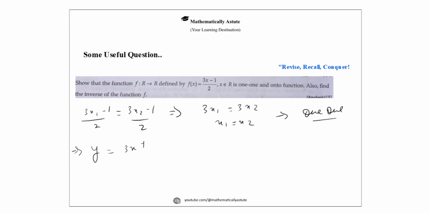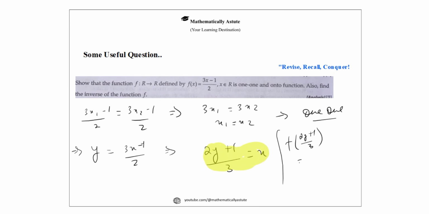3x minus 1 by 2. Okay. So I'm trying to express this in terms of x, then this will be 2y plus 1 by 3 is equal to x. Okay. So to prove this is onto means the range will be equal to the codomain of the function. In this, the codomain is R, so the range must be R. That's why we will replace x by 2y plus 1 by 3.